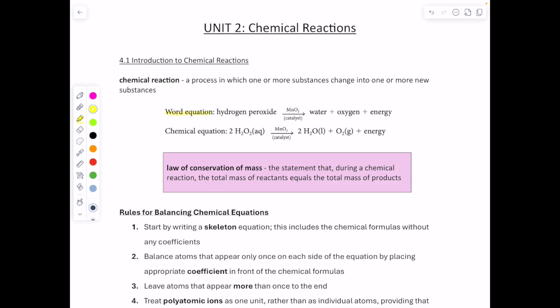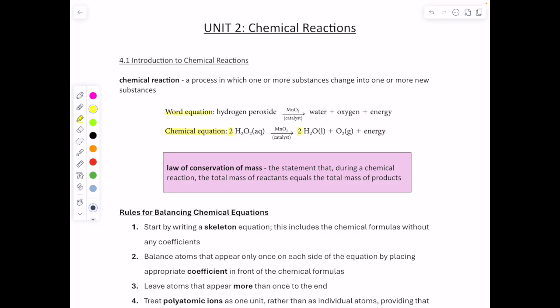We can also write the same chemical reaction as a chemical equation. H2O2 produces, with the help of MnO2, H2O and O2. Notice that there are coefficients in front of some of the molecules. These coefficients are there because of the law of conservation of mass.